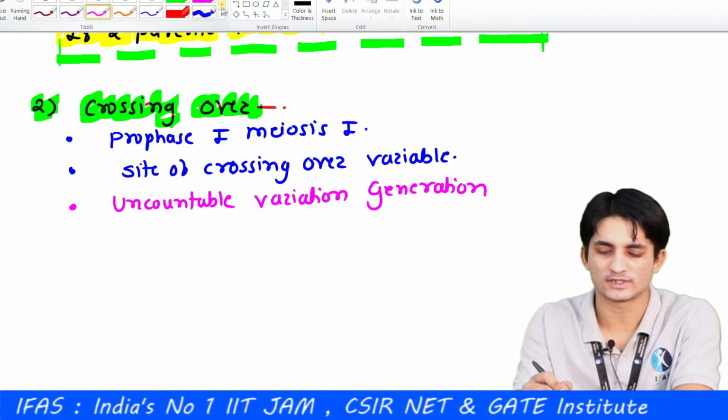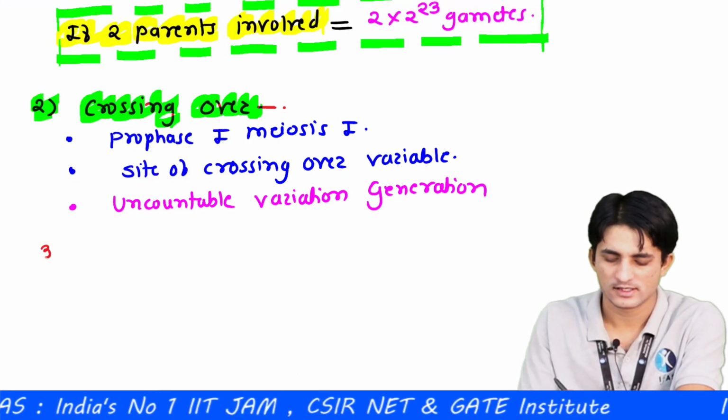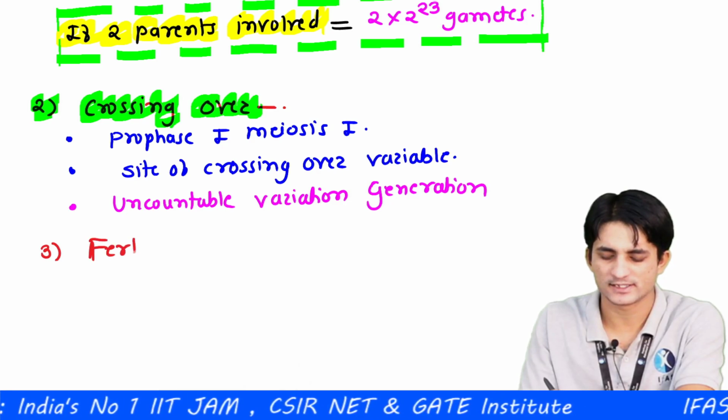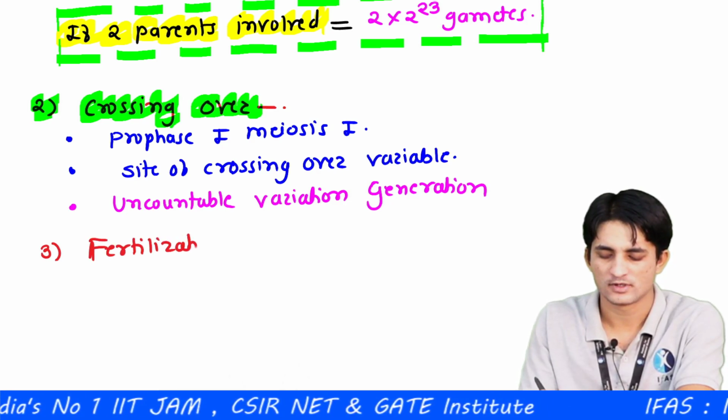Now after crossing over, there is a third event, and this is called fertilization.